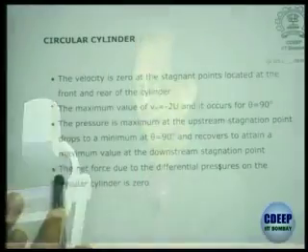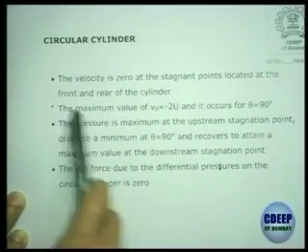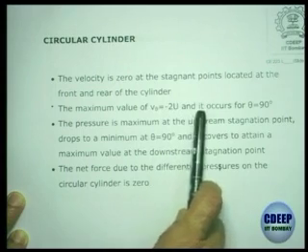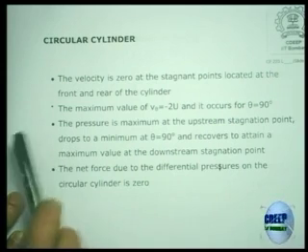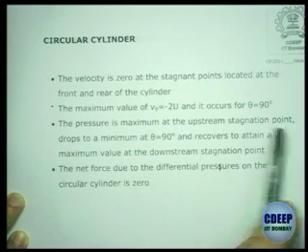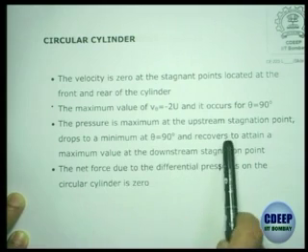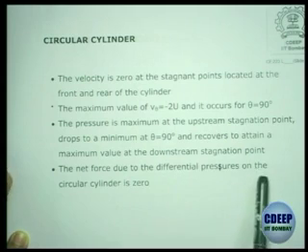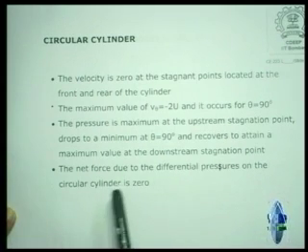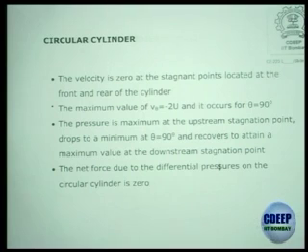Now if you look at a cylinder, same thing, once you understand one shape of a body, the concepts are similar. So this we have done earlier: the velocity is 0 at the stagnation point, maximum value is minus 2U at theta equal to 90 degrees, this is all based on your inviscid flow theory. Pressure is the maximum at the upstream stagnation point, minimum at 90 degrees and recovers to attain a maximum value at the downstream point. The net force due to differential pressure on a circular cylinder is 0.